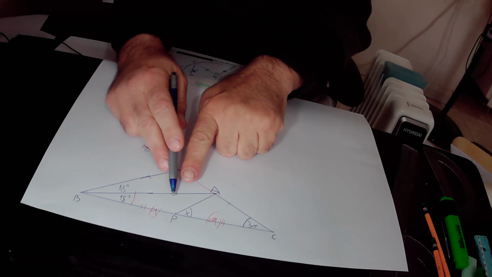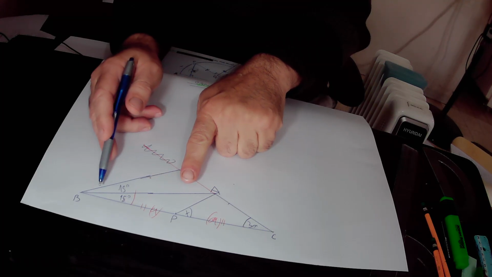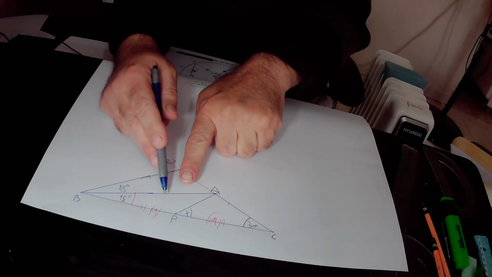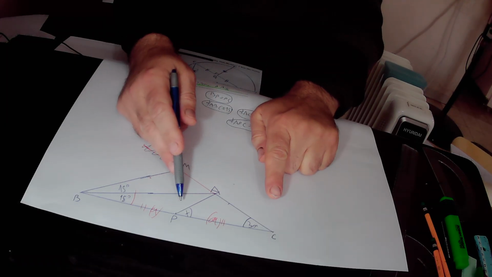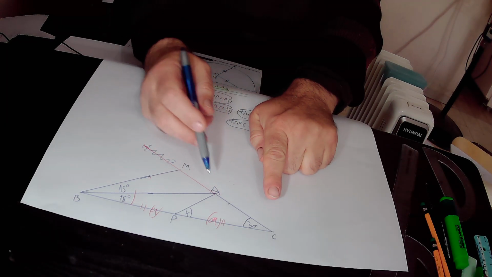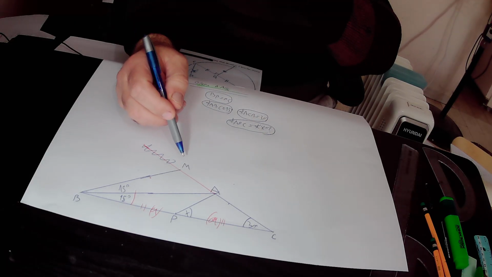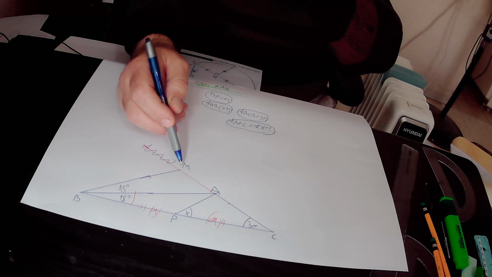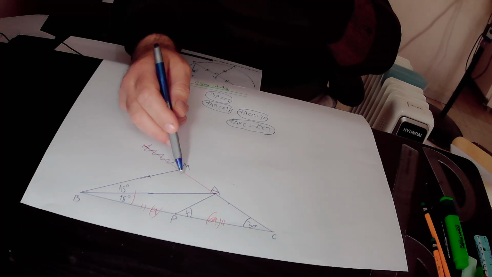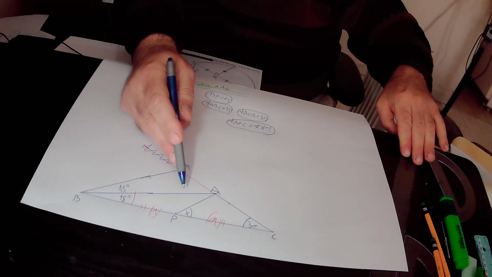Why is point P the midpoint of BC? Because the base BC has been bisected into two halves. The first half is BP, equal to A, and the second half is PC, which also equals A. And therefore, the perpendicular from point M to the base BC must touch the base BC at point P and not at any other point.